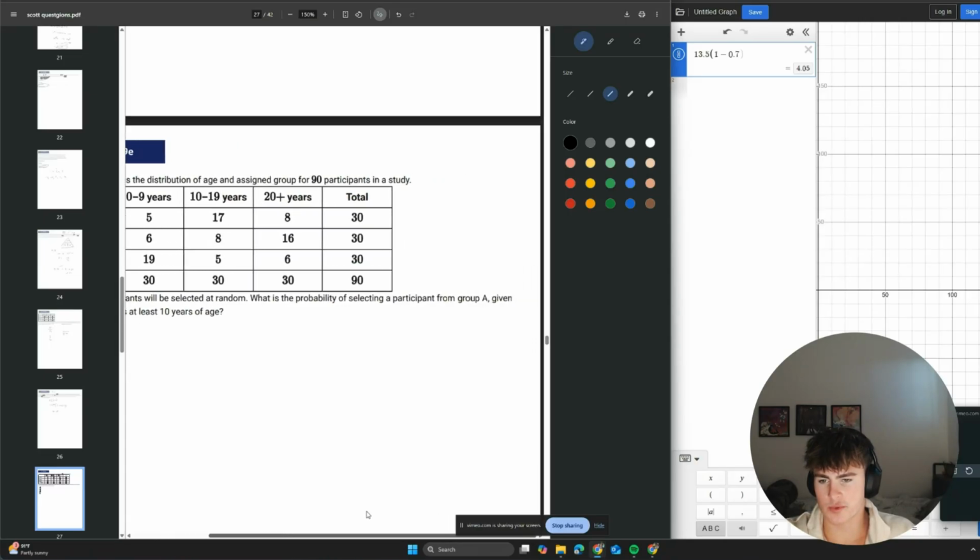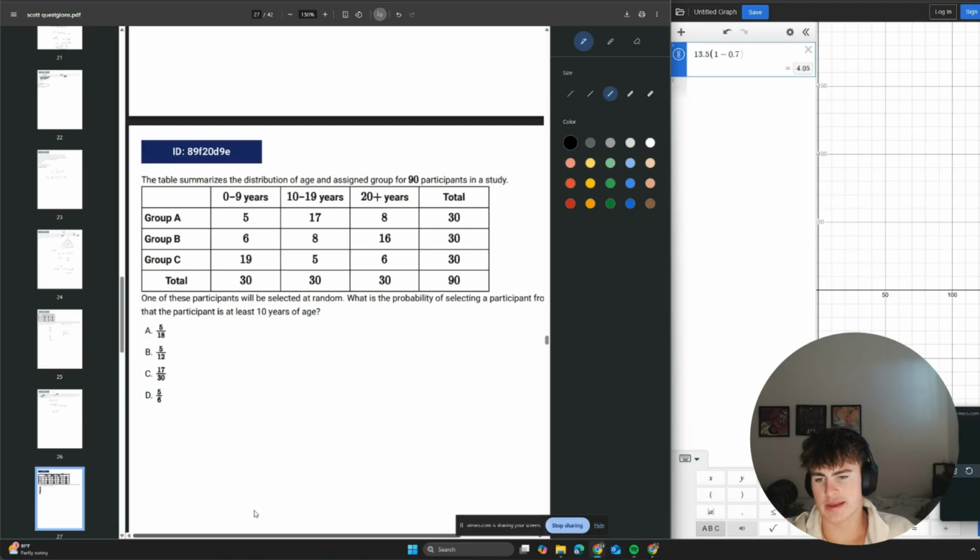One of these participants will be selected at random. What is the probability of selecting a participant from group A given that the participant is at least 10 years of age? So given, once again, is going to be at the bottom. At least 10 years of age, you have 10 to 19 and 20 plus, and you have 30 of each. So you have 60 people that are at least 10 years. So it'll be something over 60.